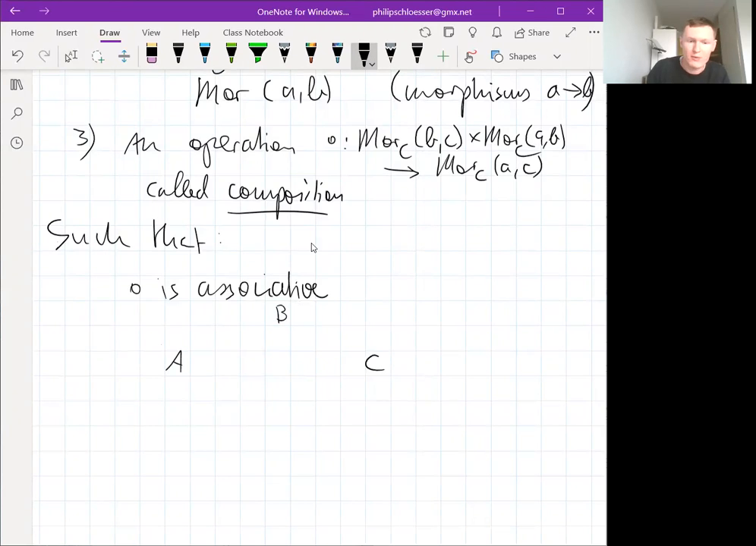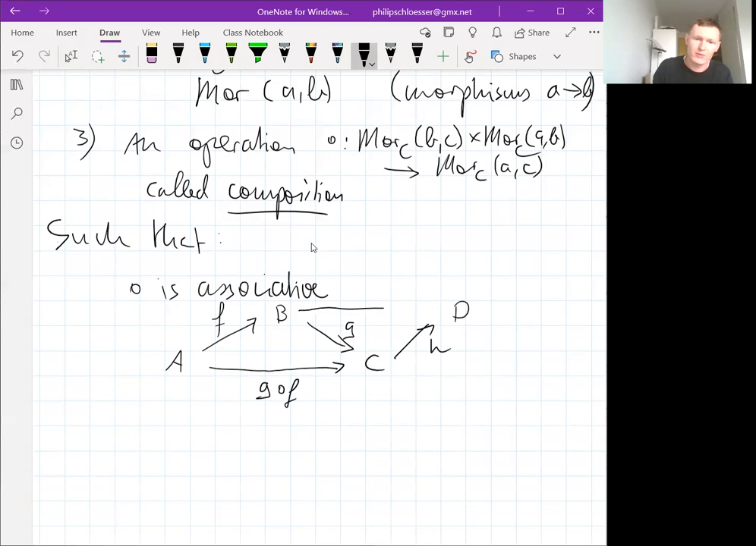So I have 3 objects, A, B, and C. No, 4 objects, A, B, C, and D. And I have a morphism from A to B, and a morphism from B to C, and a morphism from C to D. And then I can compose first F and G, so this is G after F. Or I can compose first G and H to get H after G. And the statement is that this commutes.